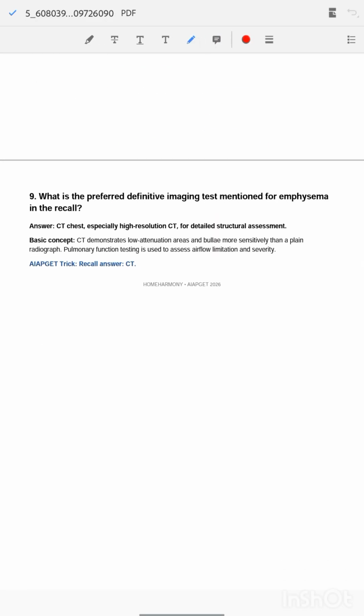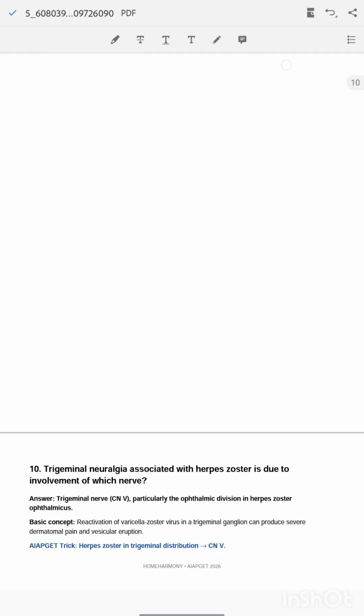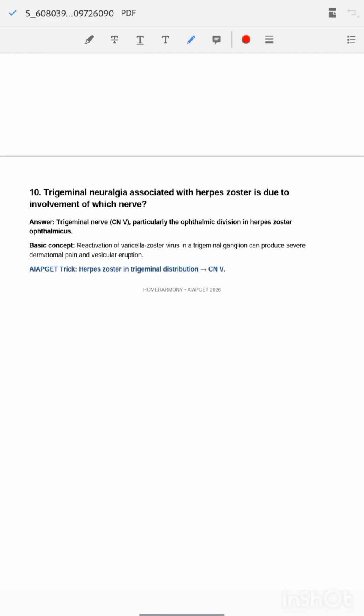What is the preferred definitive imaging mentioned for emphysema? तो एम्फाइसेमा को अगर हमें देखना है definitive imaging test, तो क्या होता है, CT scan. It is a high resolution CT. Trigeminal neuralgia associated with herpes zoster is due to involvement of trigeminal nerve, particularly ophthalmic division. Okay.